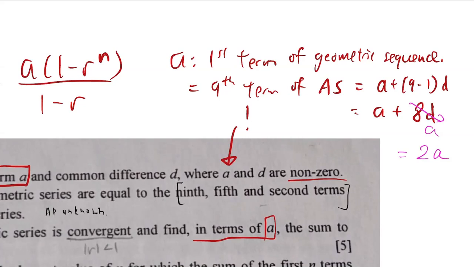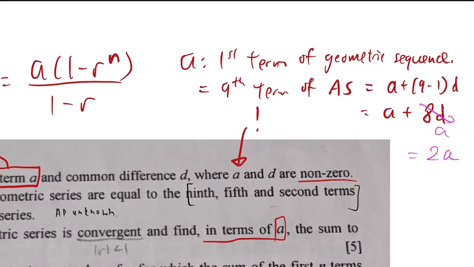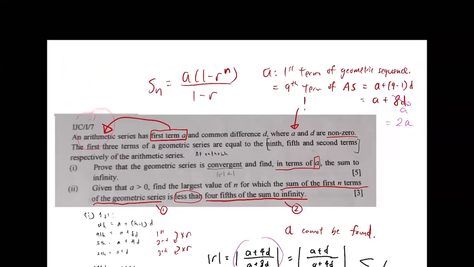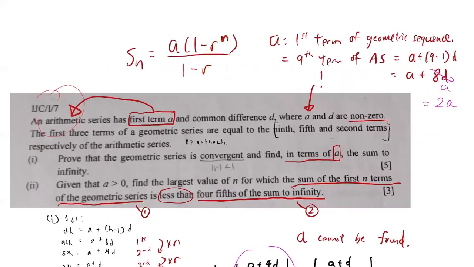Now that we have the first term, we are good to go. We just need to sub in only that. The R and the N we can just leave alone. Okay, number 1 is done. Let's just fill in the blank now.